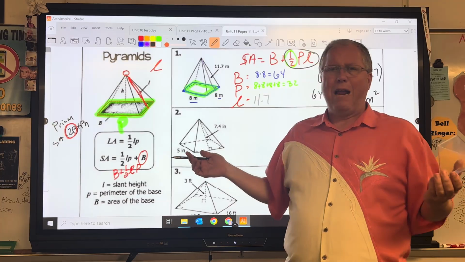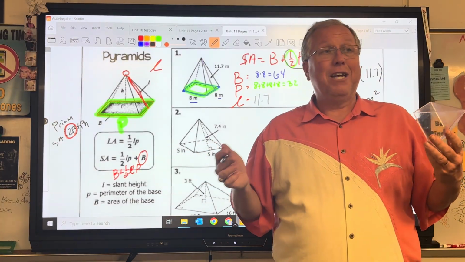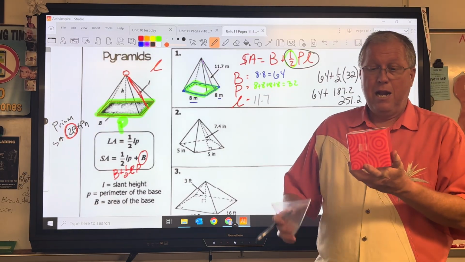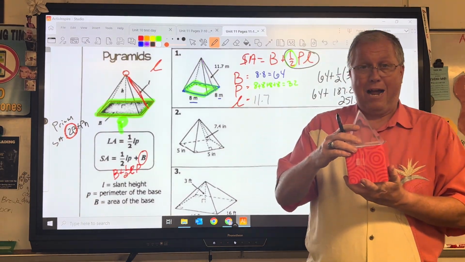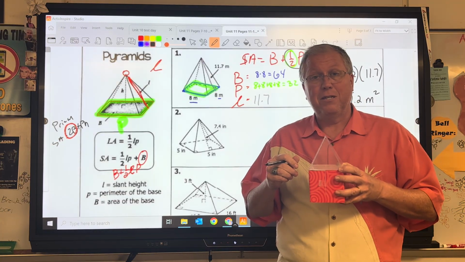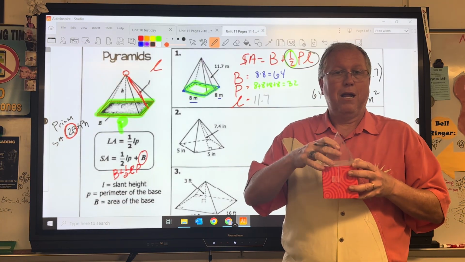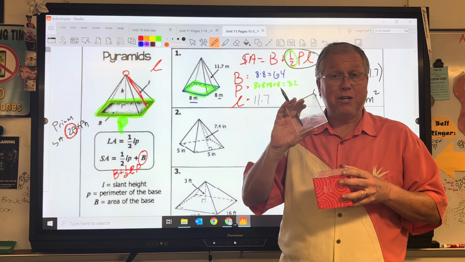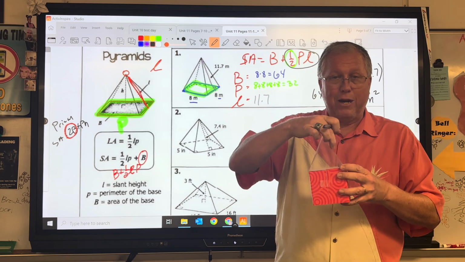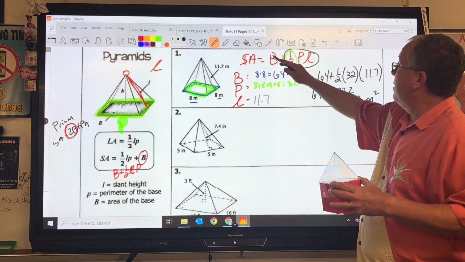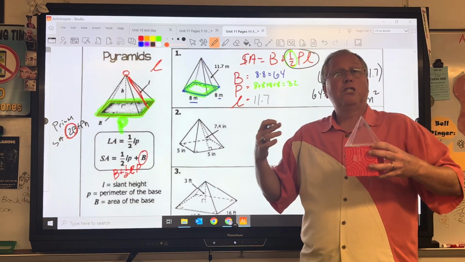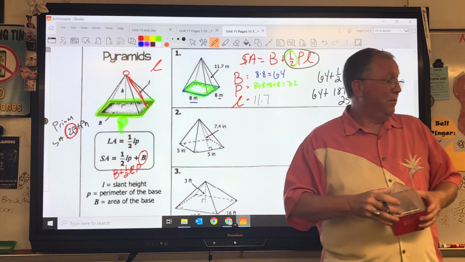Okay, you say, well, Mr. Marks, when would you use that? Let me give you a perfect example. Ready? This is my house. This is my roof on my house. I want to know how many shingles I'm going to need to roof my house. I need this part. I don't need the base. I'm not putting shingles on the bottom of my roof. So I would only want the lateral area. I wouldn't need the base, so I would take that part out. I would just do the 1/2 PL, okay?